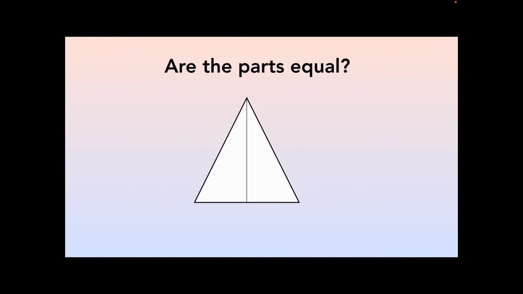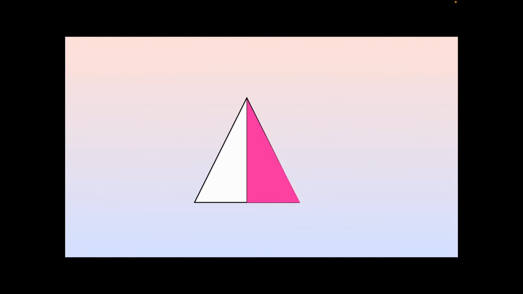Again, I hope you can see that the parts in this case are equal. So let's shade one side and write out our fraction in numeral form. We know we have 2 equal parts, so there is our 2 equal parts, and then we put our line. And how many parts are shaded? 1 part is shaded.